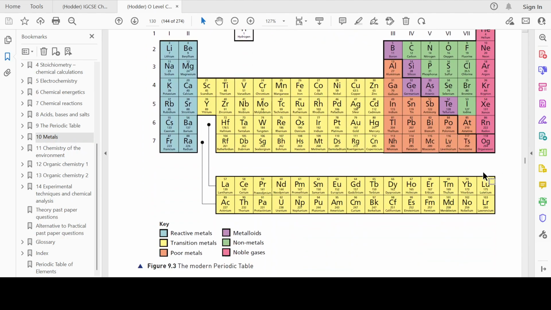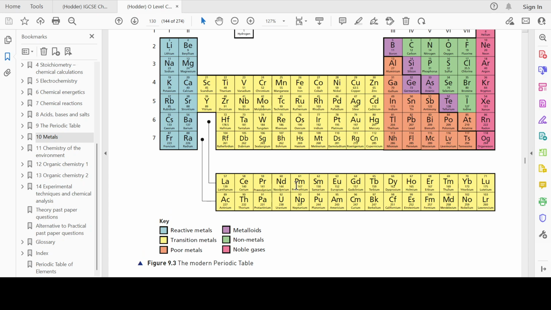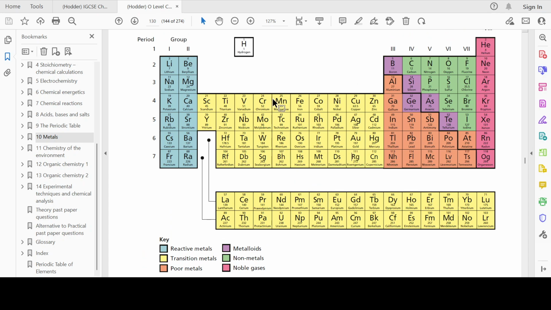And so this is the modern periodic table. You can see over here, right? Between groups 2 and 3, this yellow chunk over here, not the one down below. Between groups 2 and 3, you've got this yellow chunk, and all of these, as you can see, labeled over here are transition metals.